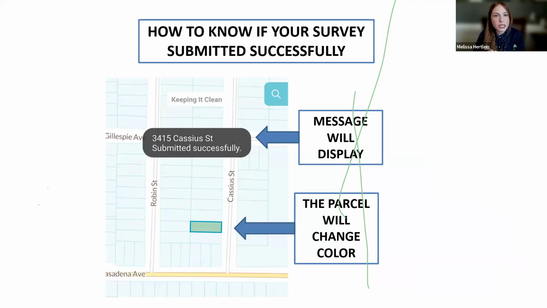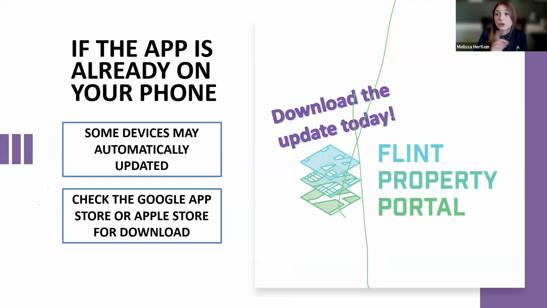Another question we often get is how do we know that these surveys submitted successfully? You'll get a few different prompts to know this. You'll get a message that displays on the screen saying that that property is submitted successfully. And then the parcel will change color. And that color depends on the mowing round. Each one of our mowing rounds has a designated color, and it just goes in the alignment of a rainbow. You'll also be able to look at that post tab that we covered earlier.